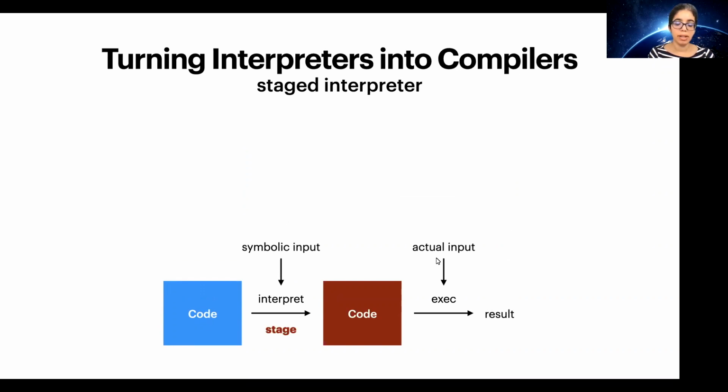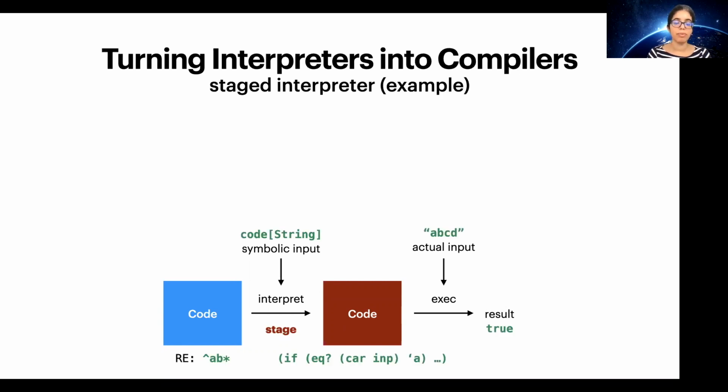And in the second stage, we get the actual input to execute from the second stage code. So we have some code as input. With the stage interpreter, we produce code, and ideally this code would be more low level or more condensed. And we produce this code with respect to a symbolic input. And in the second stage, we give the actual input to execute the code to get a result.